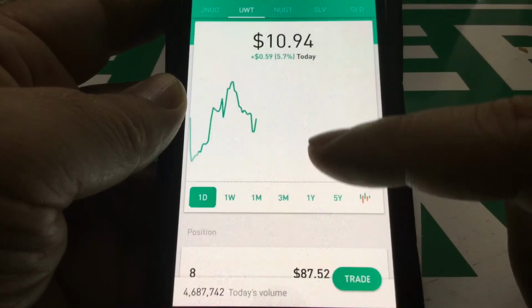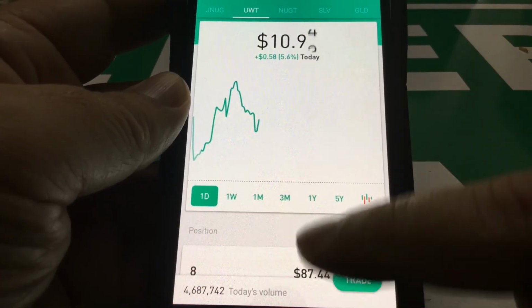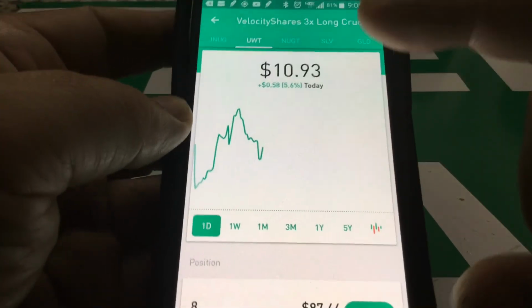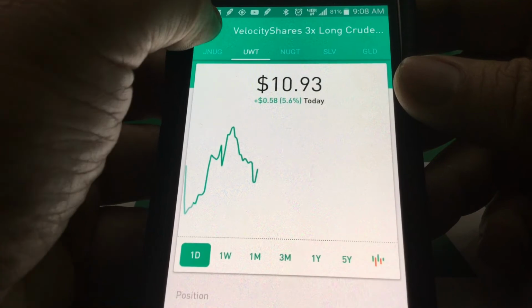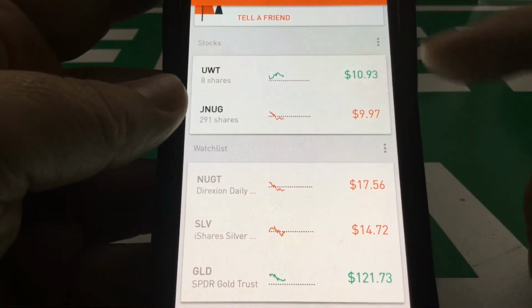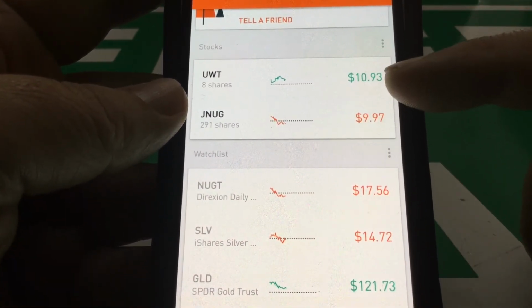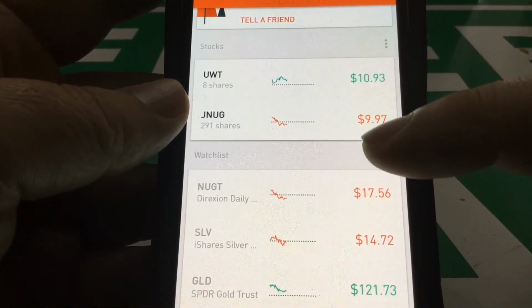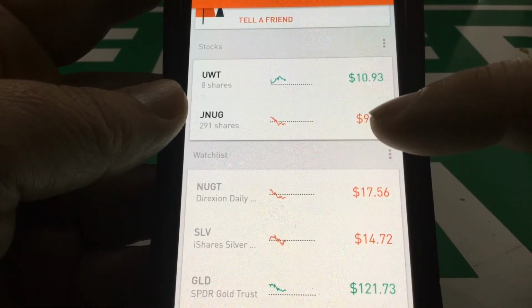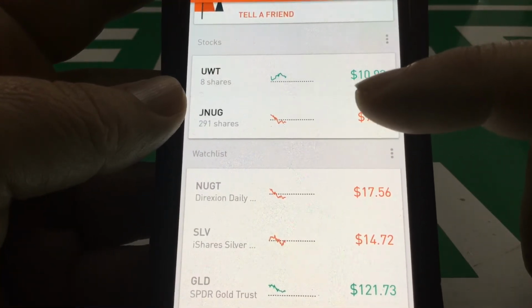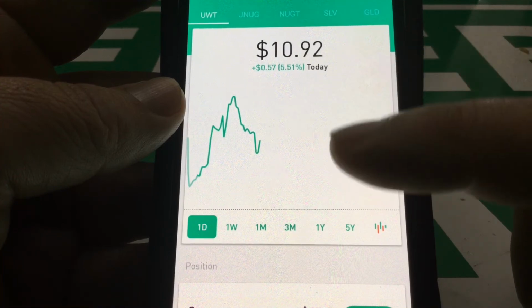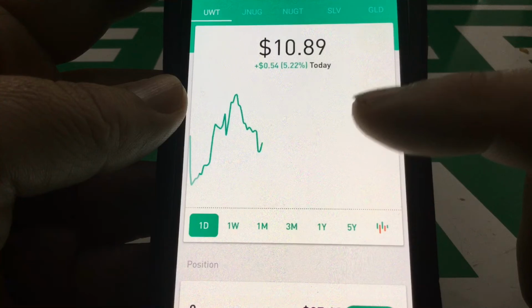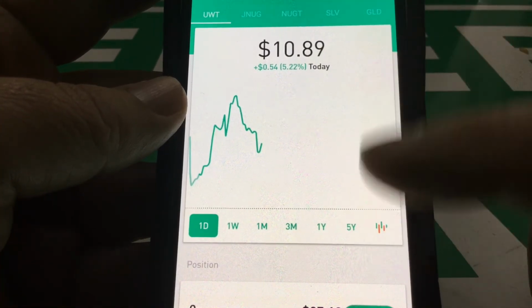Now I go look at my portfolio here. Let's see where we are. So now, here's what I own. I have 8 shares of the UWT and 291 shares of the miners. Okay, so the UWT right now is at 57 cents, and I'll do a video about a month from now and show you how these 8 shares are doing.